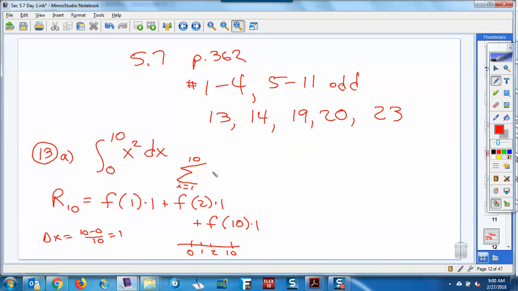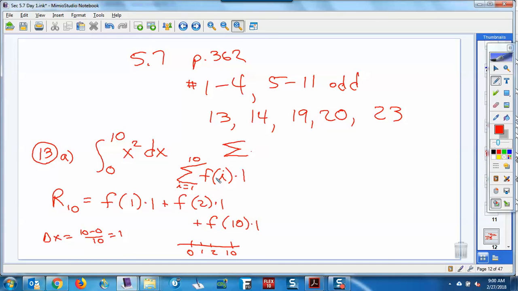So what's this going to be? F of i times 1. Doesn't get much easier than that. Take it out of F notation. What do you got?